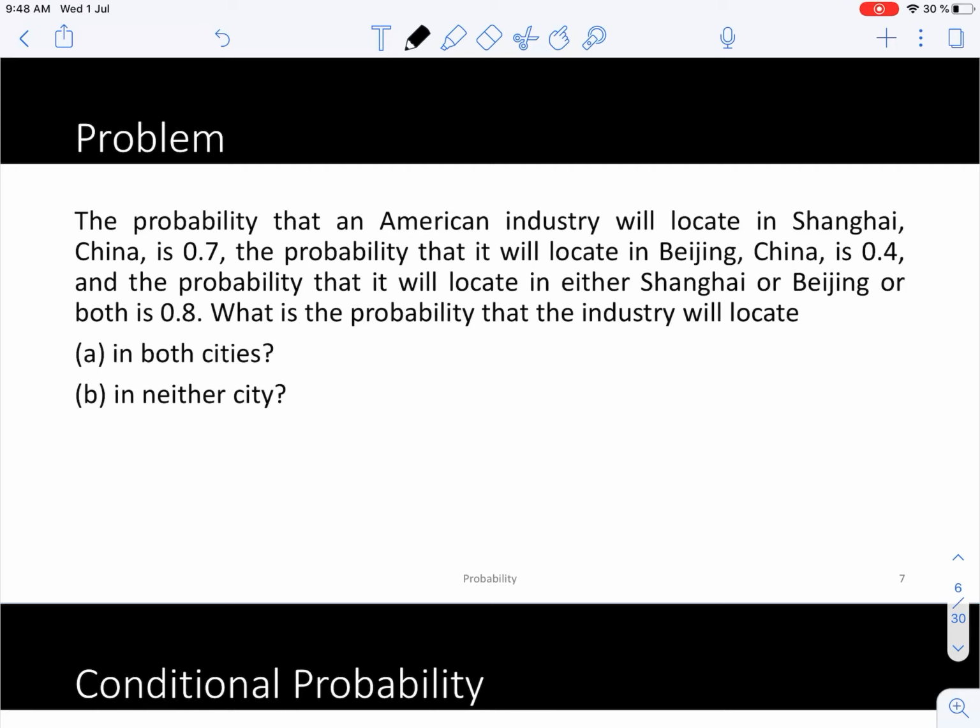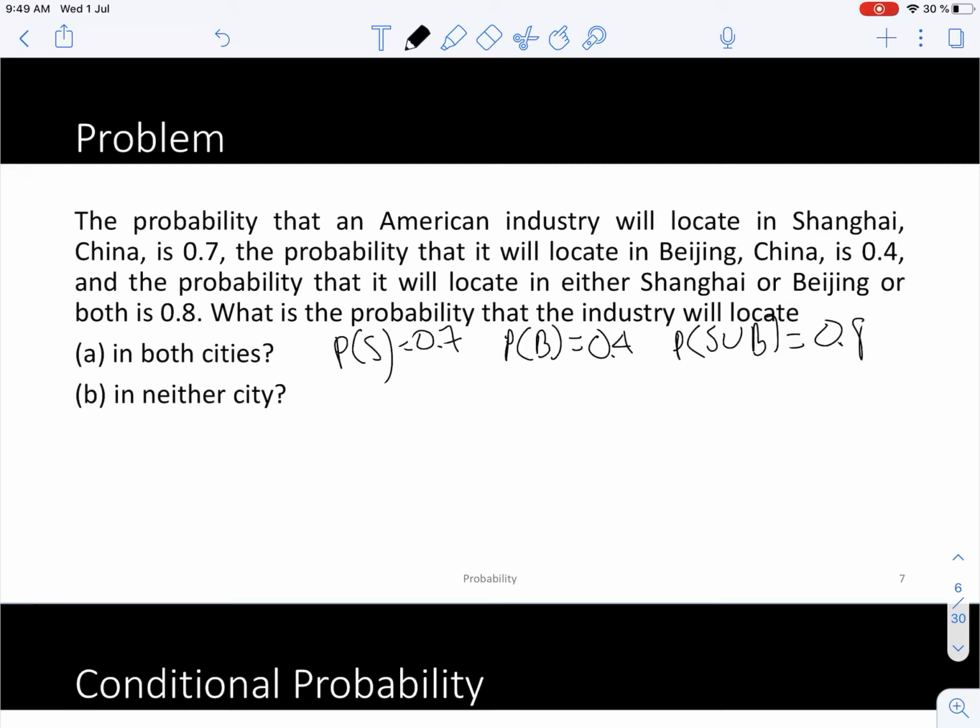So let's organize the information real quick. The probability that the company will open in Shanghai is 0.7. The probability that it will open in Beijing is 0.4. And the union, Shanghai, Beijing, or both, that's 0.8, right? Then the first question is, what's the probability that the industry will locate in both cities at the same time?